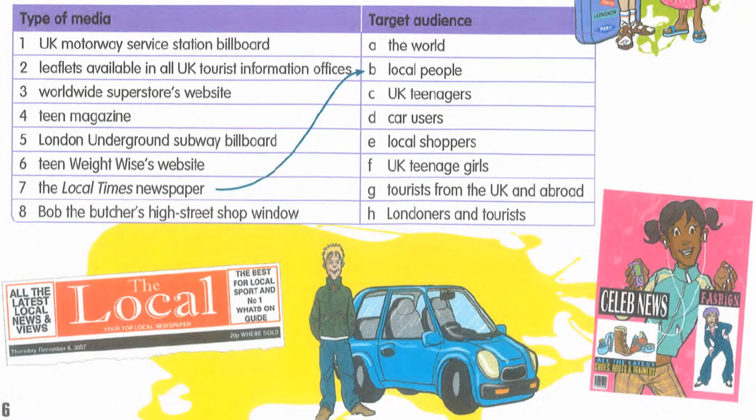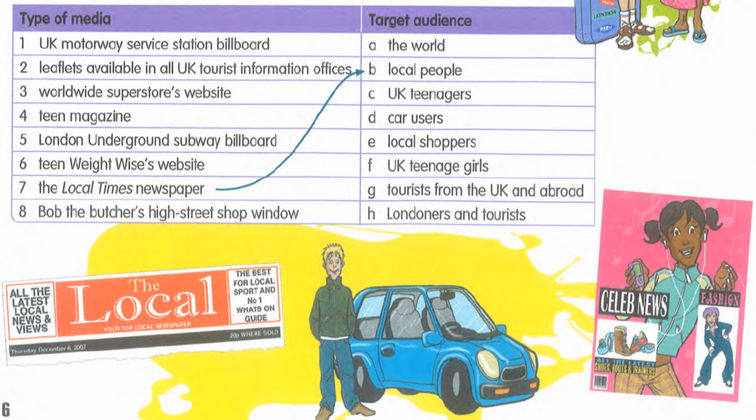Here you can see we've got an example given to us, which is number 7, the Local Times newspaper. Because it is the local times, they are targeting the local people. So here we've got a UK motorway service station billboard. Now, a billboard is like when you have a big signpost or digital signpost. You mostly see that when you go to Phnom Penh, when you go to the cities. You see a lot of billboard displays here and there. Companies that are advertising, maybe like Nike, all the big companies, they advertise their product on a billboard.